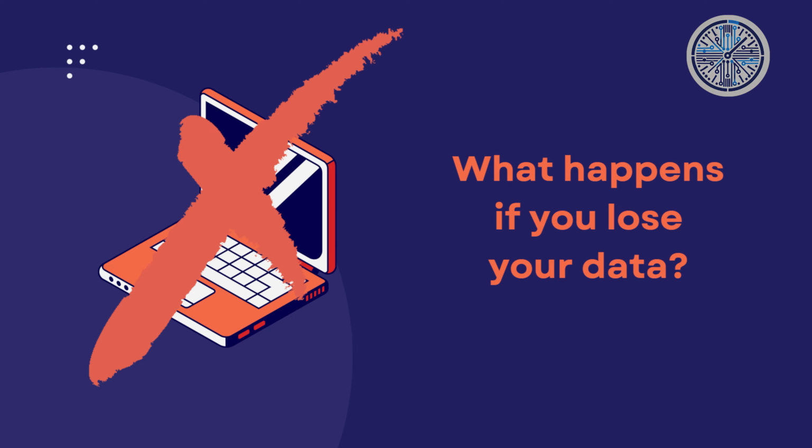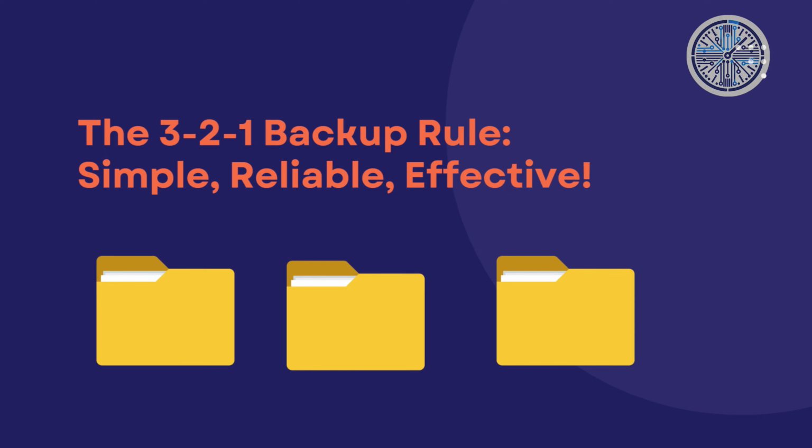This is a data protection strategy that involves making 3 copies of your data, storing them on 2 different types of media, and keeping 1 copy off-site. That way you're covered regardless of what happens, whether your machine dies, you accidentally delete something, or something catastrophic happens to your computer. The 3-2-1 backup rule is a simple, reliable, and effective way to protect your data integrity.